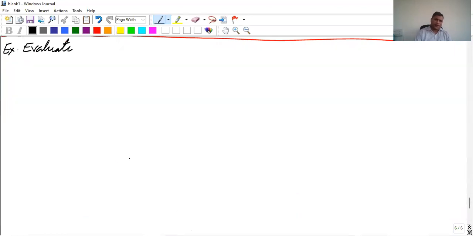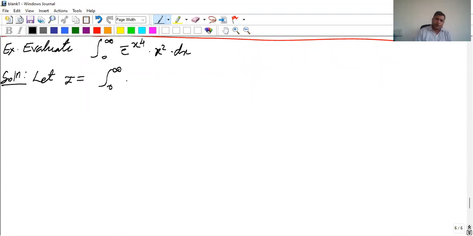So now let us try another example. Evaluate the integral from 0 to infinity of e raised to minus x raised to 4, times x square dx. So this is what we know. We evaluate this. Let I be equal to the integral from 0 to infinity of e raised to minus x raised to 4, and we have x square dx.